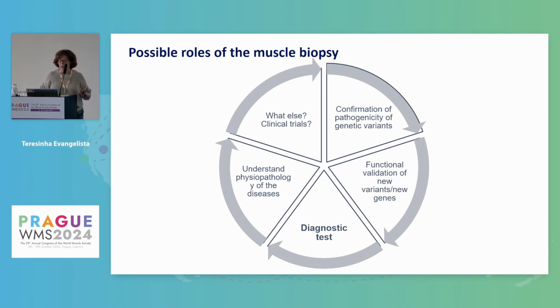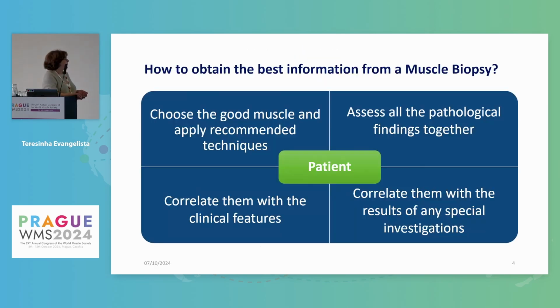It can be applied to research. We have seen the beautiful talk about the genetics from Gina, and we can help to confirm the pathogenicity of genetic variants. We help with the functional validation of new variants or new genes. Especially with the new techniques like spatial transcriptomics, it can help to understand the physiopathology of the diseases in situ, and it is being more and more applied to clinical trials. So think that it's not only the past.